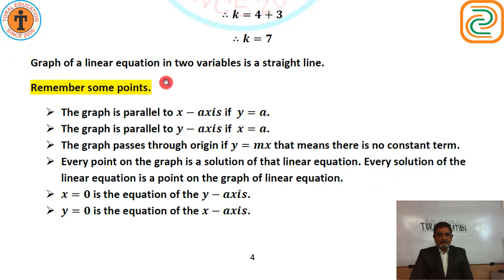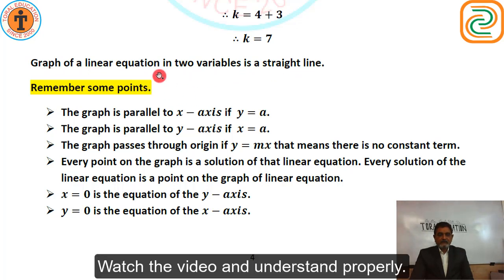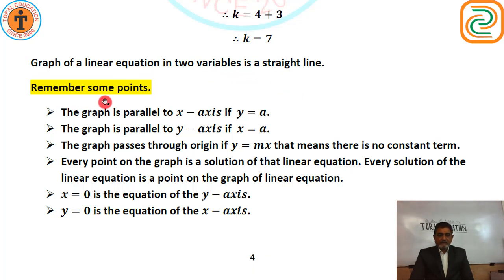Graph of a linear equation in two variables is a straight line. Remember these things. Here are some points. The graph is parallel to the x-axis if y equals a, that means y equals a constant. There is no x. To remember this, if there is no x in the linear equation, then it is parallel to the x-axis.